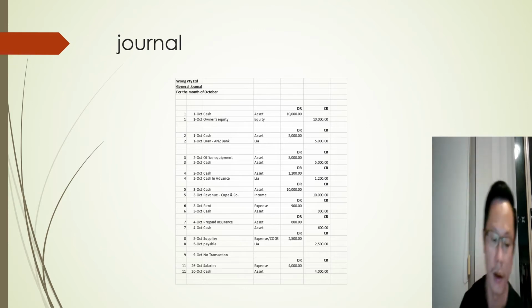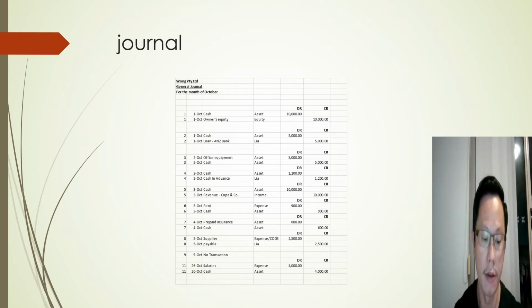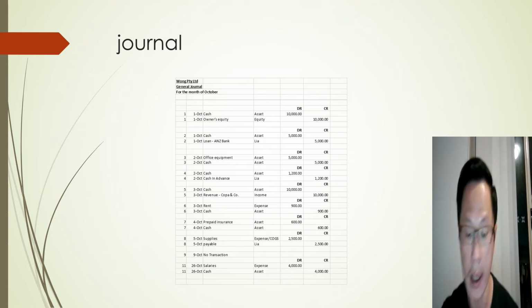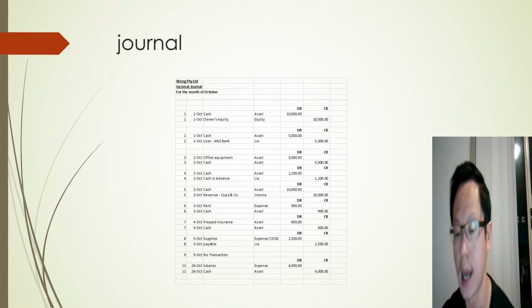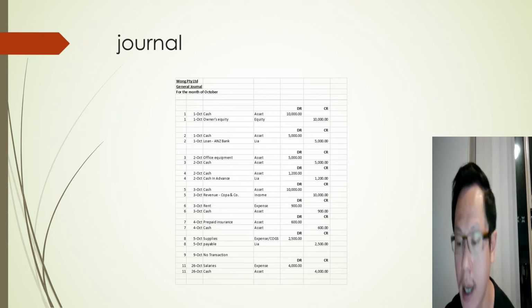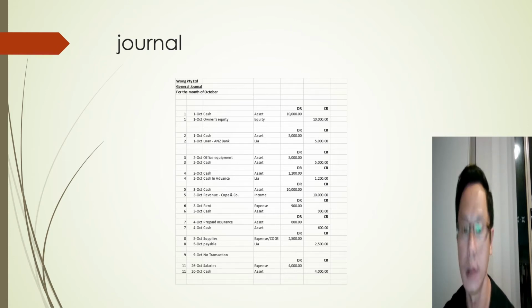Let's go with the question from Wong Pty Limited. Transaction number 1. Issue shares for cash. On 1st of October, Wong Pty Limited issued shares in exchange for 10,000 cash. So we can notice here the asset is going up and the equity is going up as well by 10,000.